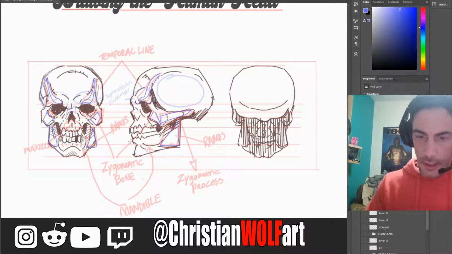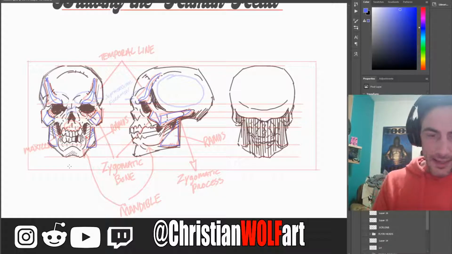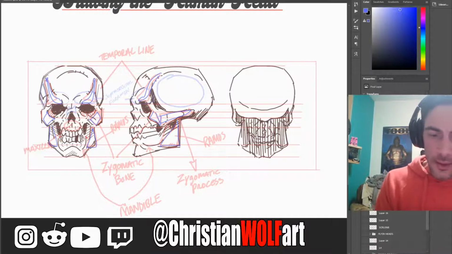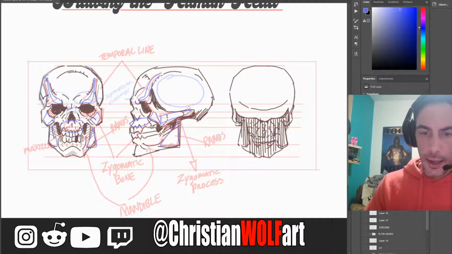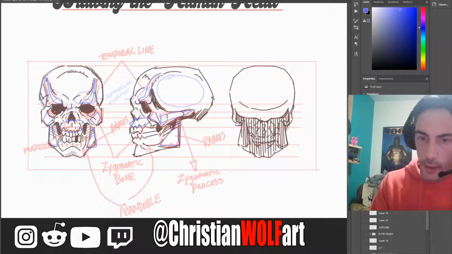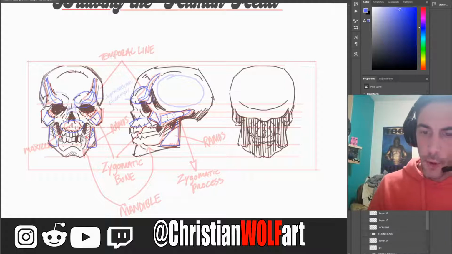And the maxilla is the area right here where all your teeth rest in. That's right here. And we've got the portion of the forehead that kind of juts out to form the brow, which is called the supraorbital foramen.